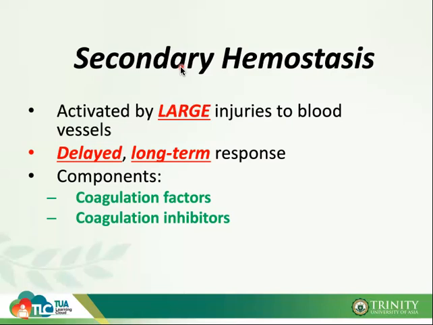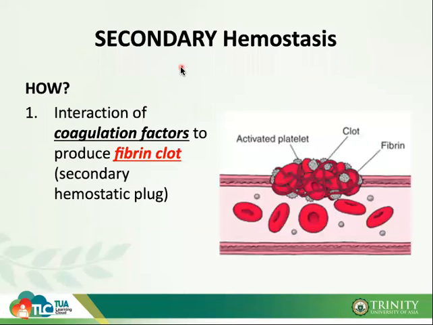So with that, let's also talk about how the secondary hemostasis happens. The secondary hemostasis happens by the interaction of your coagulation factors to produce a fibrin clot, which is what we now call your secondary hemostatic clot. Remember that in the primary hemostasis, the end product is a platelet plug that will prevent bleeding. That is your primary hemostatic plug. And now for your secondary hemostasis, we have the interaction of your coagulation factors. So I'll park this. I won't be discussing the coagulation factors yet.